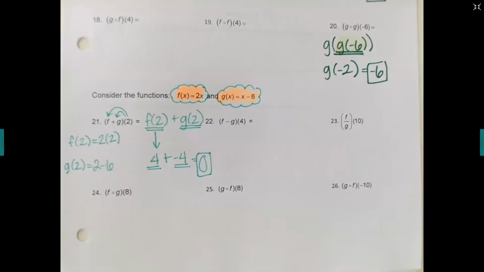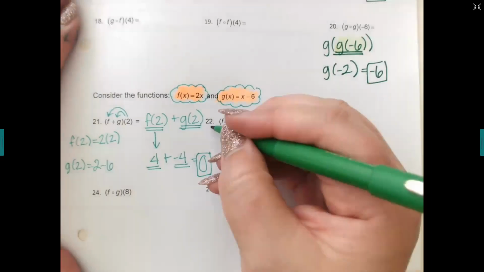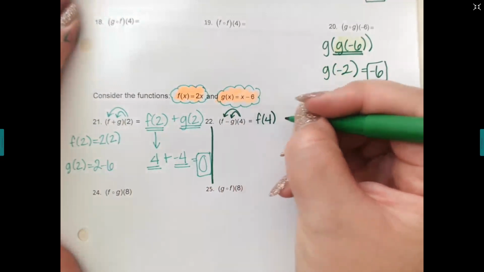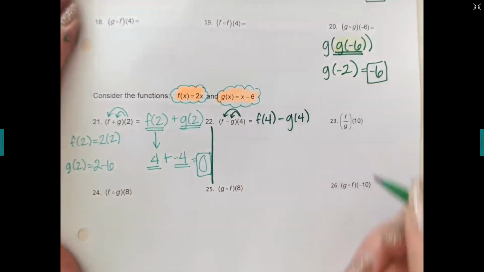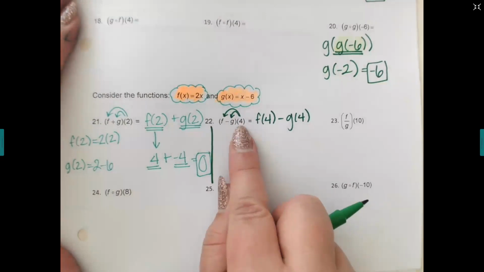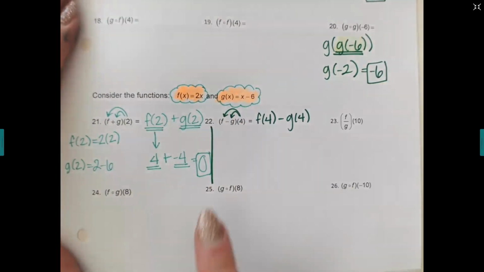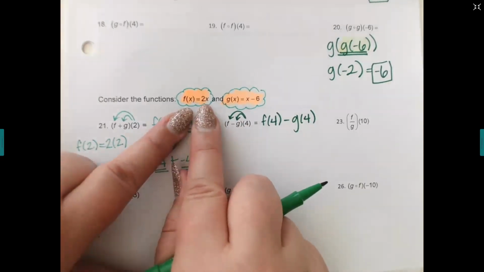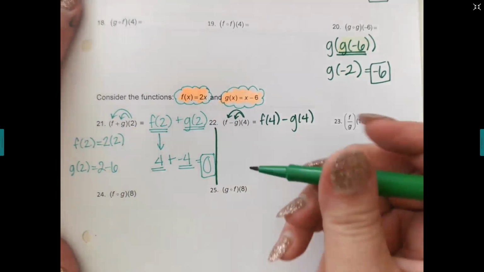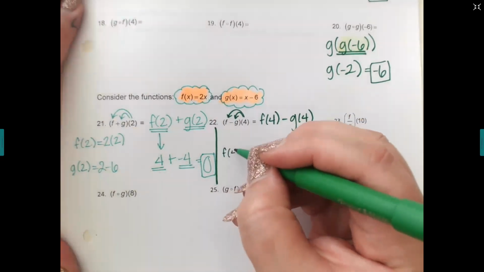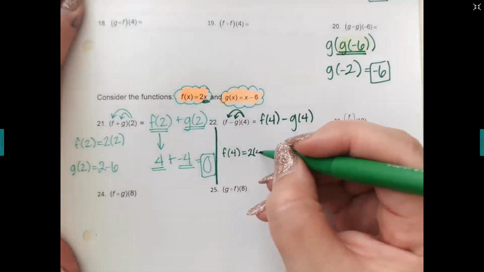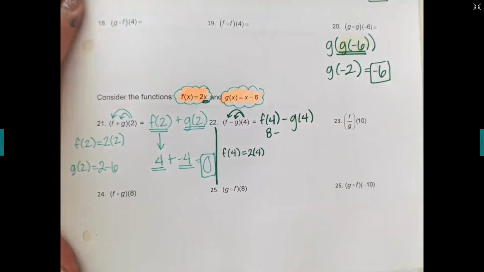Let's take a look at the next one, number 22. This time, instead of a plus, I want a minus. That's fine. I'm going to do F of 4 minus G of 4, because I'm just sharing the 4 into both of those. But then if I want to find F of 4, I have to come up to this equation and put a 4 in that spot. So I would have F of 4 equals, the formula is 2x. Well, then now it's 2 times 4, which gives me 8.